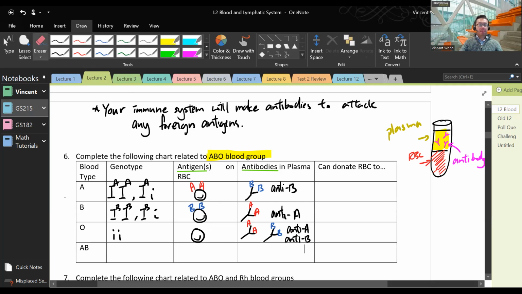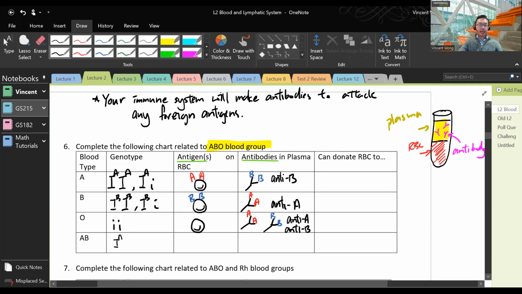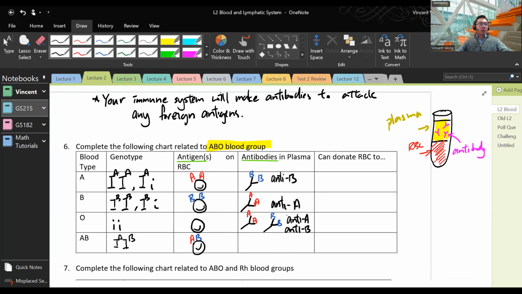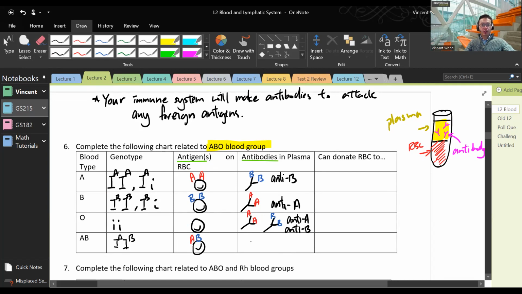And for AB, it's IAIB. That means you will have both A and B. What kind of antibodies will you have in the plasma in this case? None is correct, right? You don't want to make anti-A because you will end up attacking yourself. You don't want to make anti-B because you will be attacking yourself as well. So no antibodies related to ABO blood group.